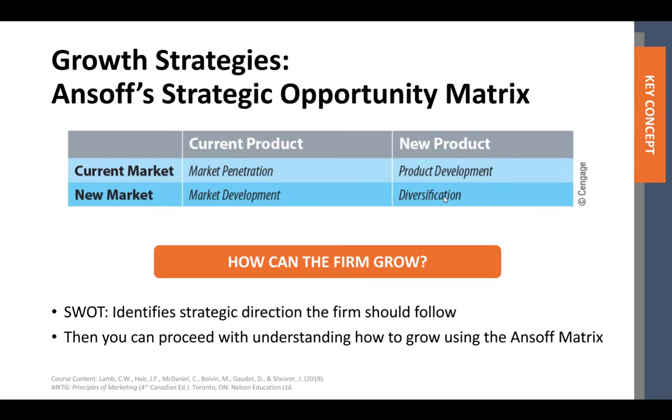That's called diversification. Okay, so between market penetration, market development, product development, and diversification, these are all strategies that fall into Ansoff's strategic opportunity matrix. And it's a great tool and a language for you to discuss, well, what are we going to do with our next projects?